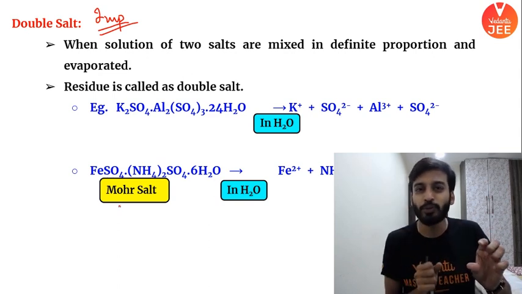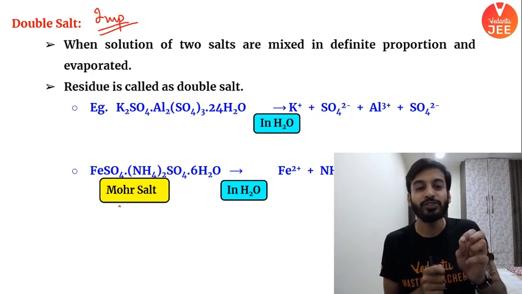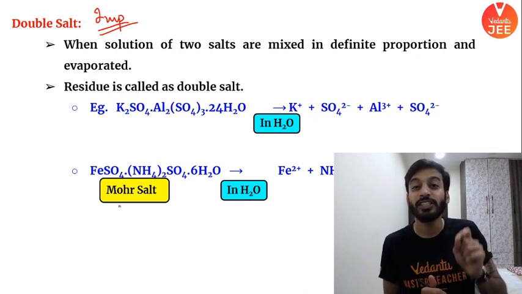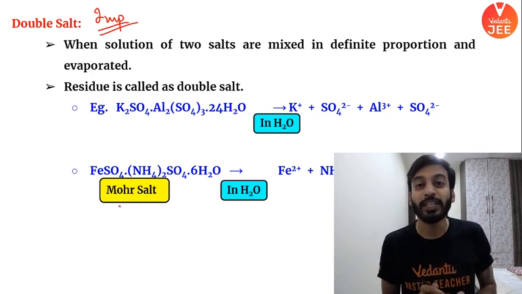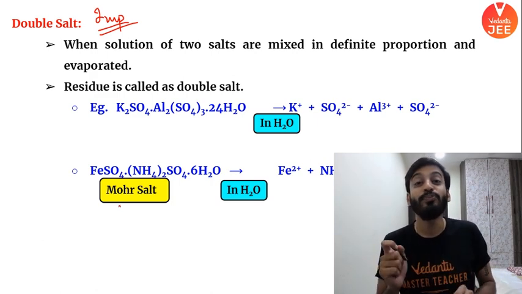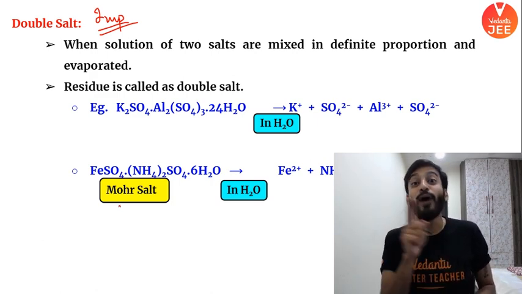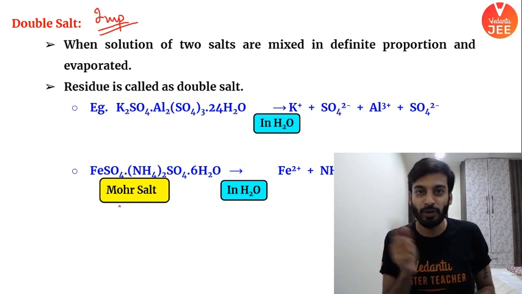Let me just give you one more point. Mohr salt is FeSO4. Here, the Fe oxidation state is +2. When you react it with KMnO4, it will be converted into +3. Fe +3 it will become. The valency factor is 1. The change in number of electrons is 1, right?